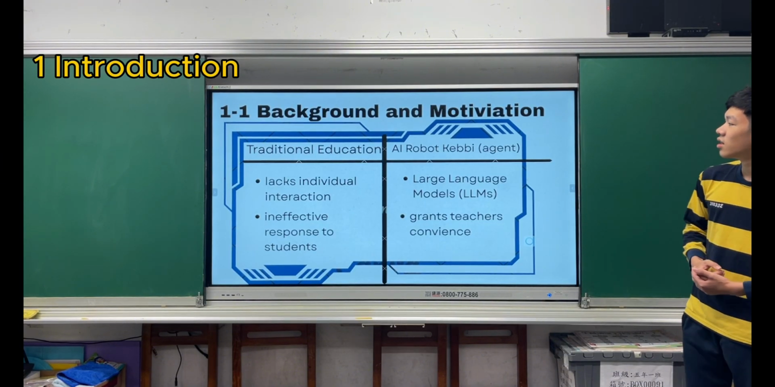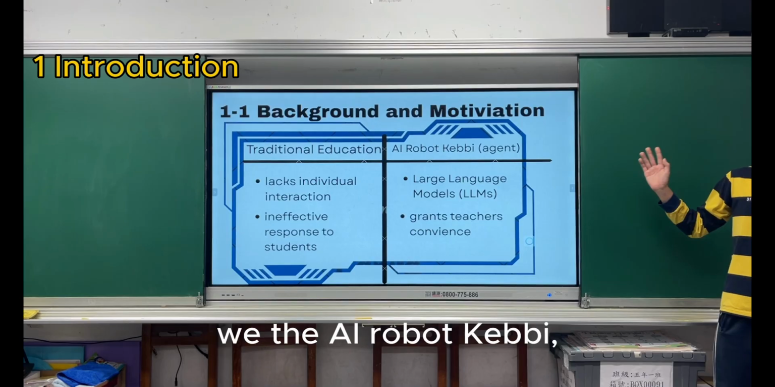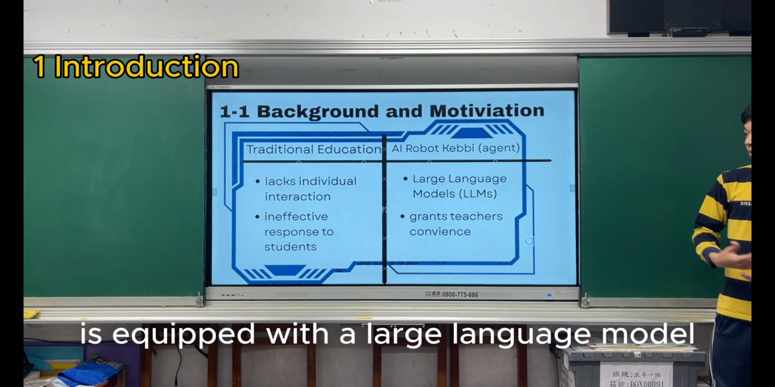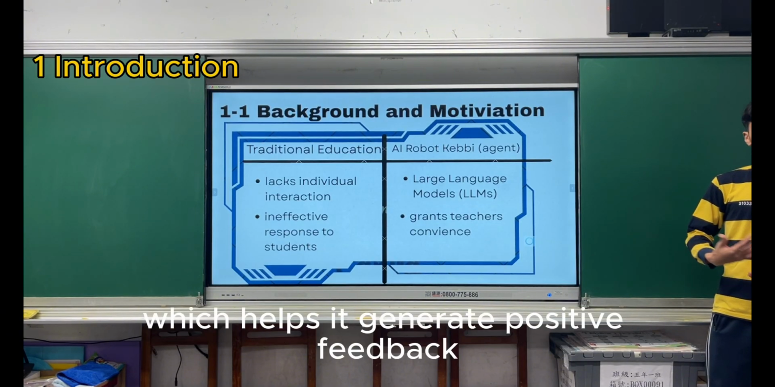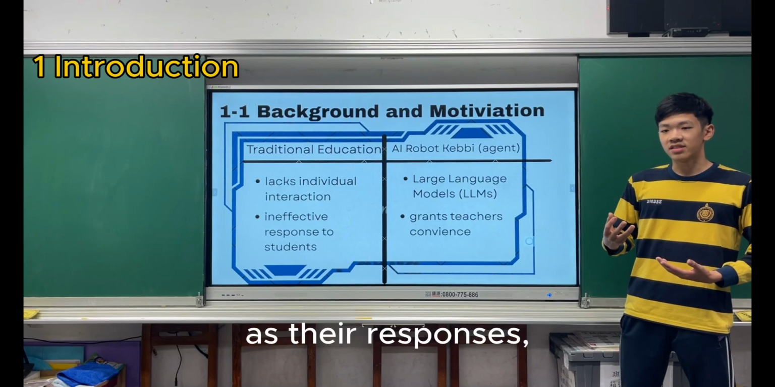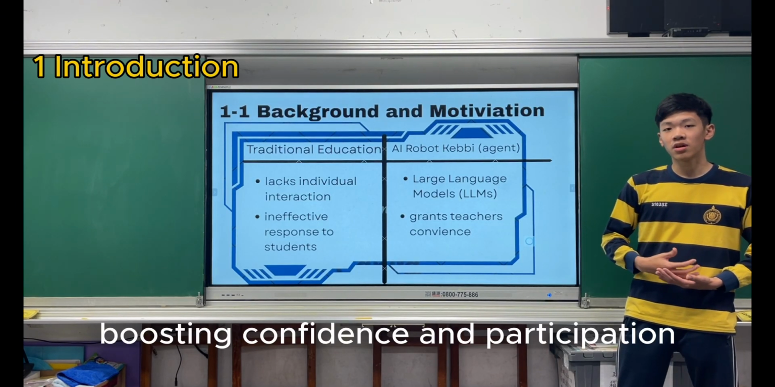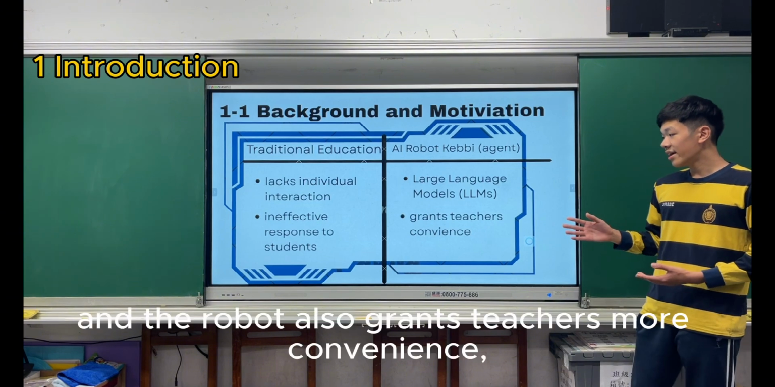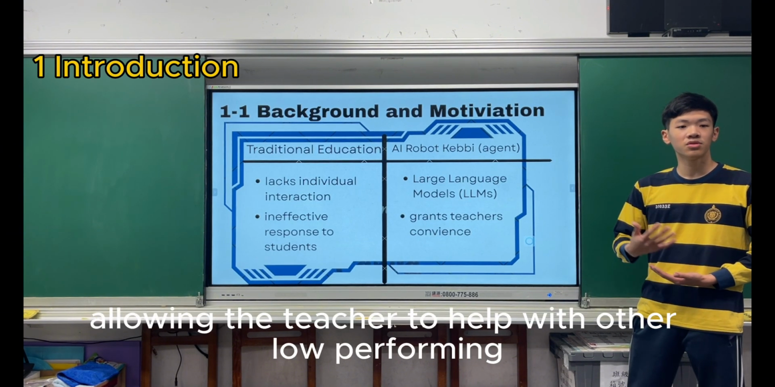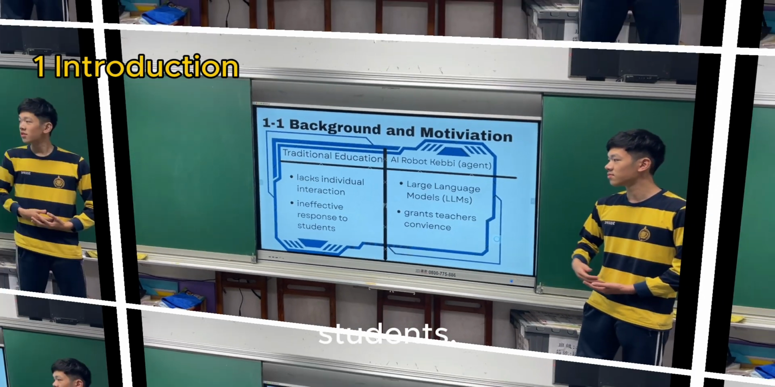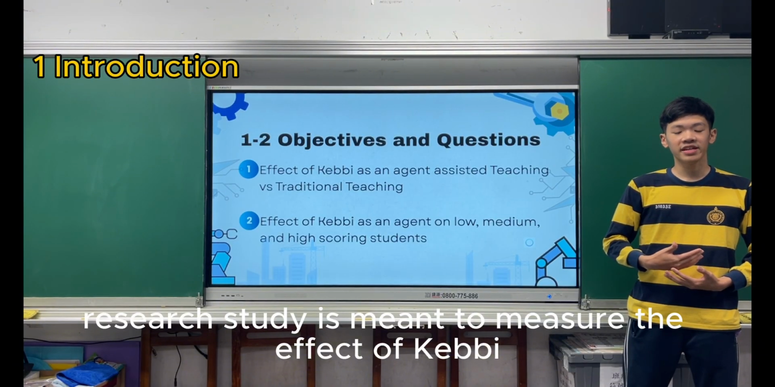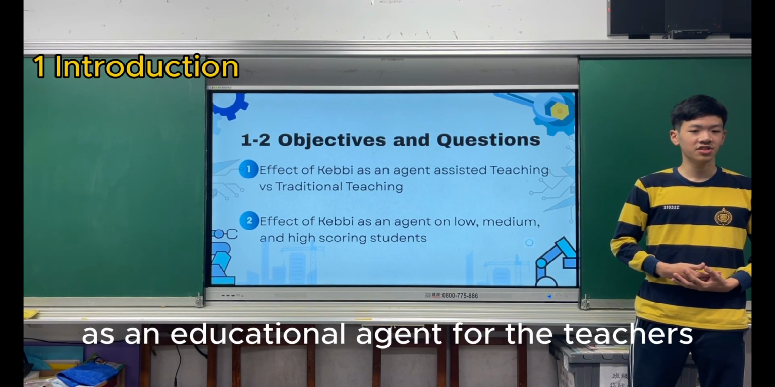understand it fully. However, the AI robot Kevi, the assigned educational agent we used in our study, is equipped with a large language model, which helps it generate positive feedback as its responses, boosting confidence and participation for all students in the class. And the robot also grants teachers more convenience, allowing the teacher to help other low-performing students.